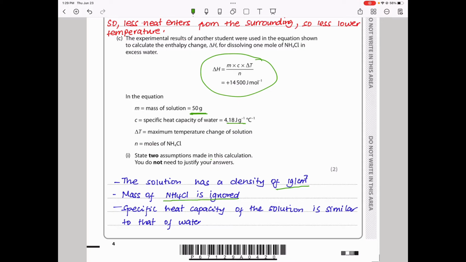If you have used 50 centimeters cubed of water and you have added a solid, yet you assume that the mass is 50 grams, it means you have not considered the mass of the solid that was added. And lastly, they have assumed that the specific heat capacity of the water is equal to the specific heat capacity of this solution. Let us continue to the next page.